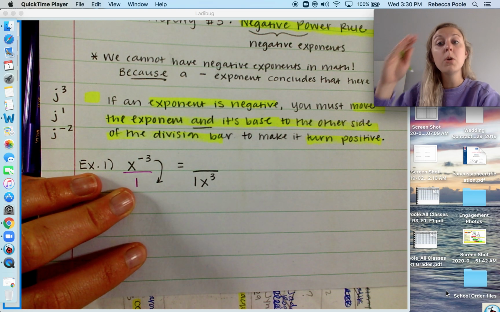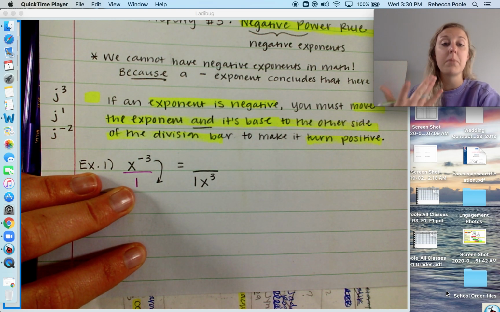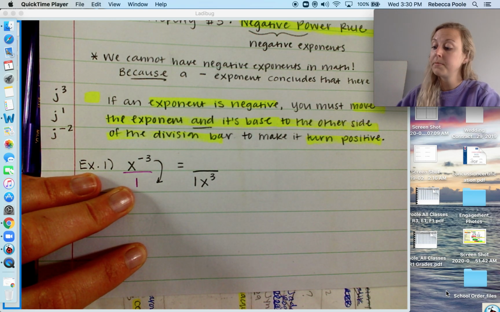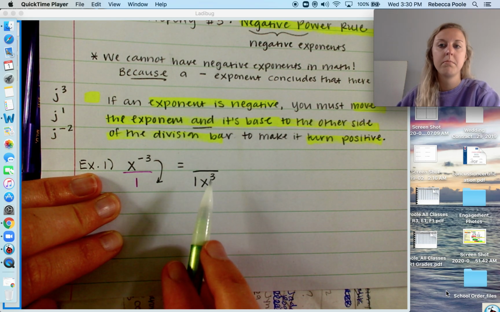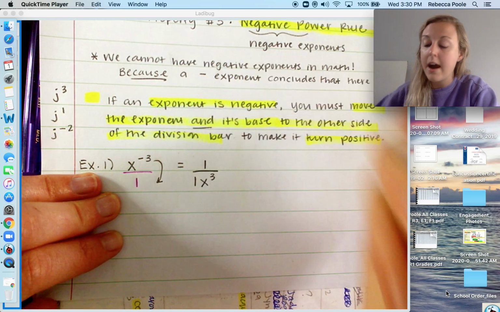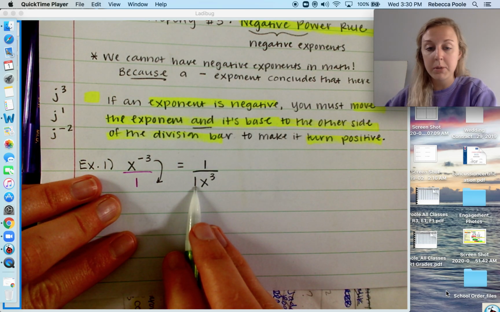Okay? So when you move it to the other side, you're making it positive. All right? Now, what's understood in the top if there's nothing there? What do we put? An understood 1. Very good.